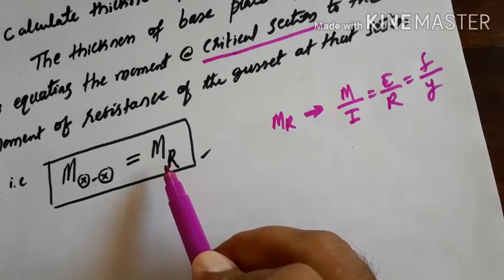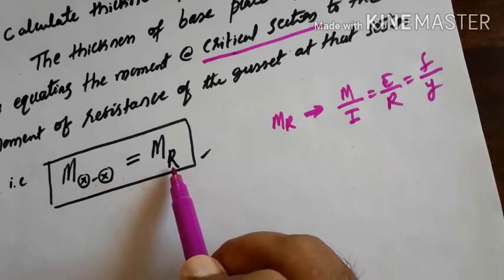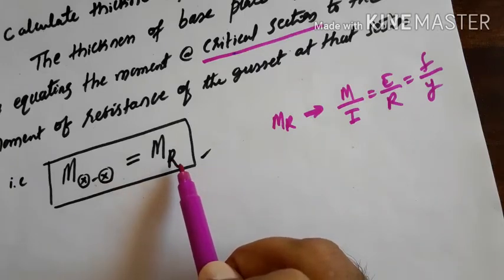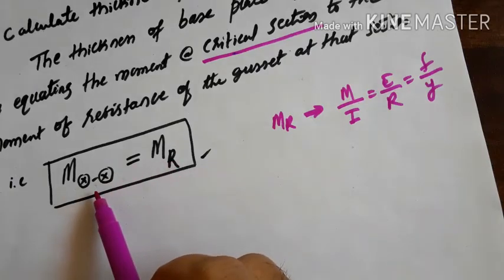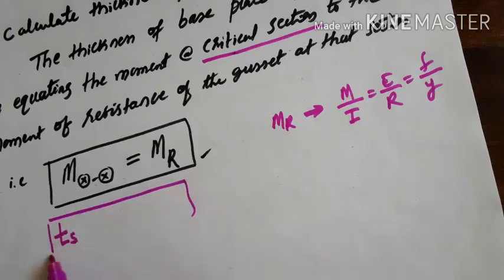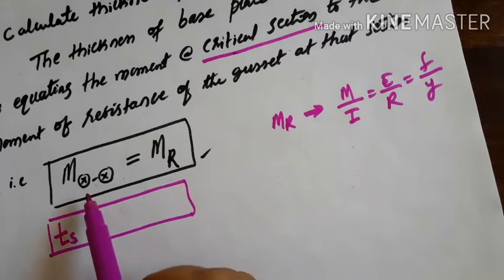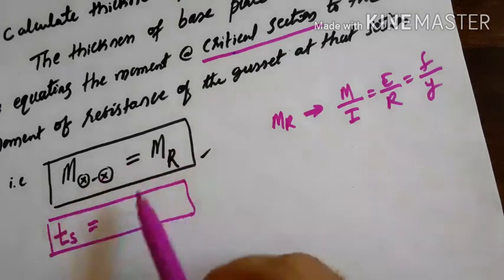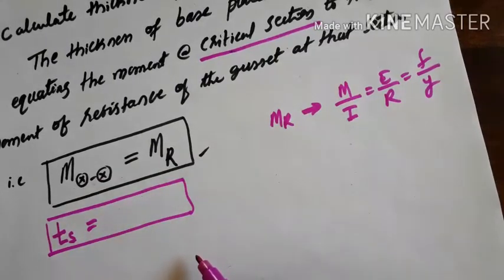Once we equate the moment of resistance of the gusset to the moment actually acting at the critical section, we will get the thickness of base plate required. How to calculate the moment of resistance and the moment at XX, I'll take up in the next part of this lecture.